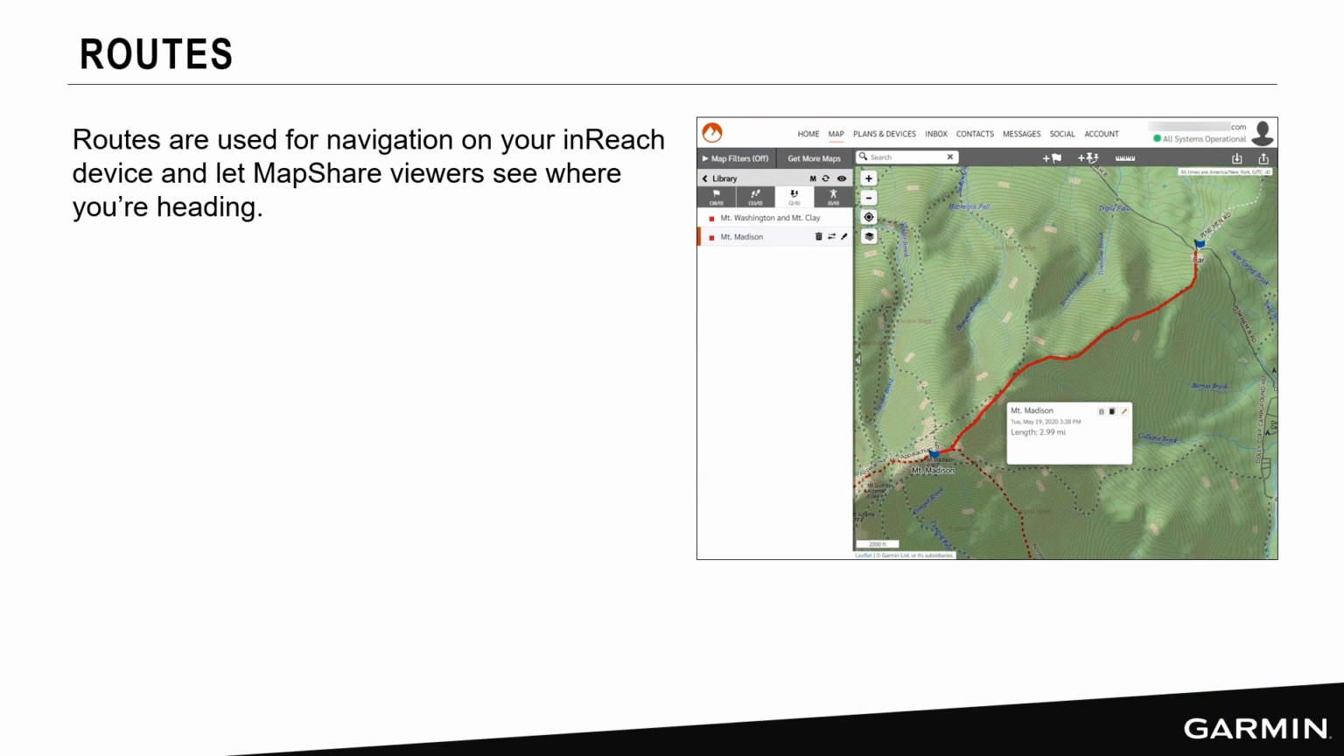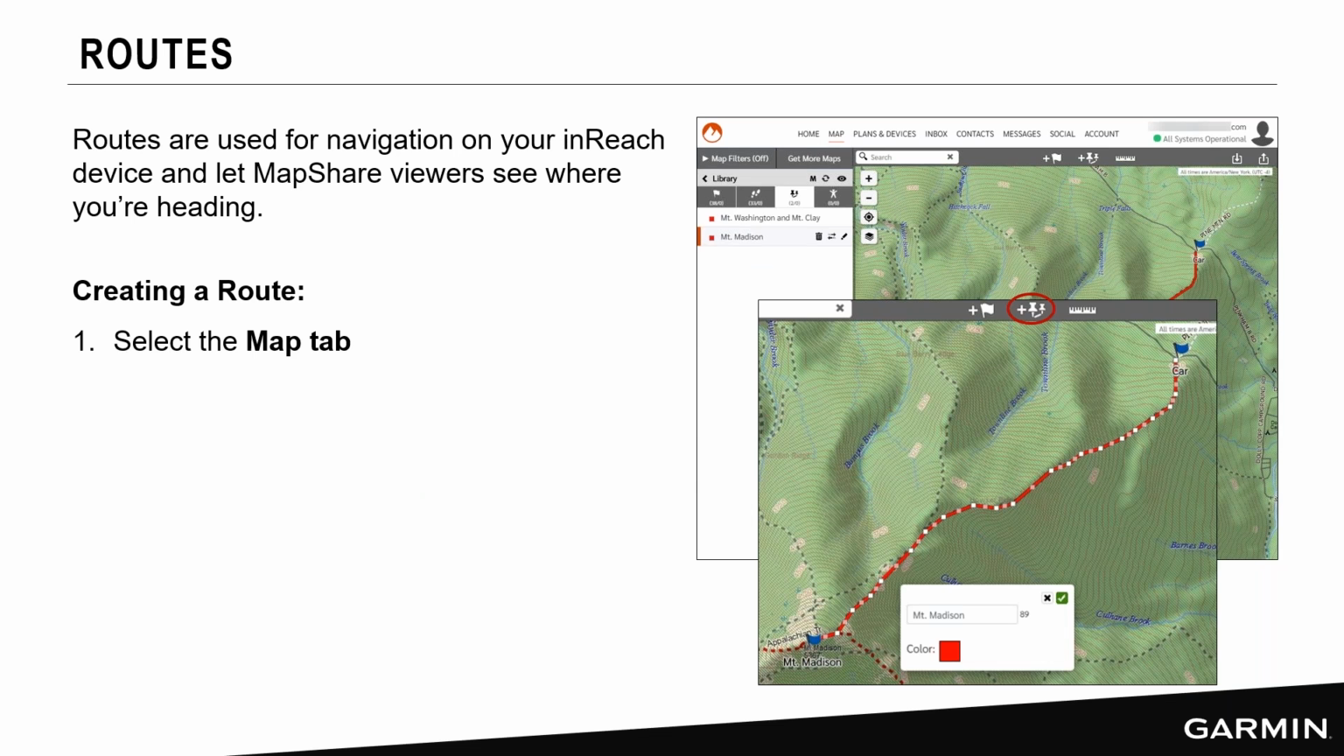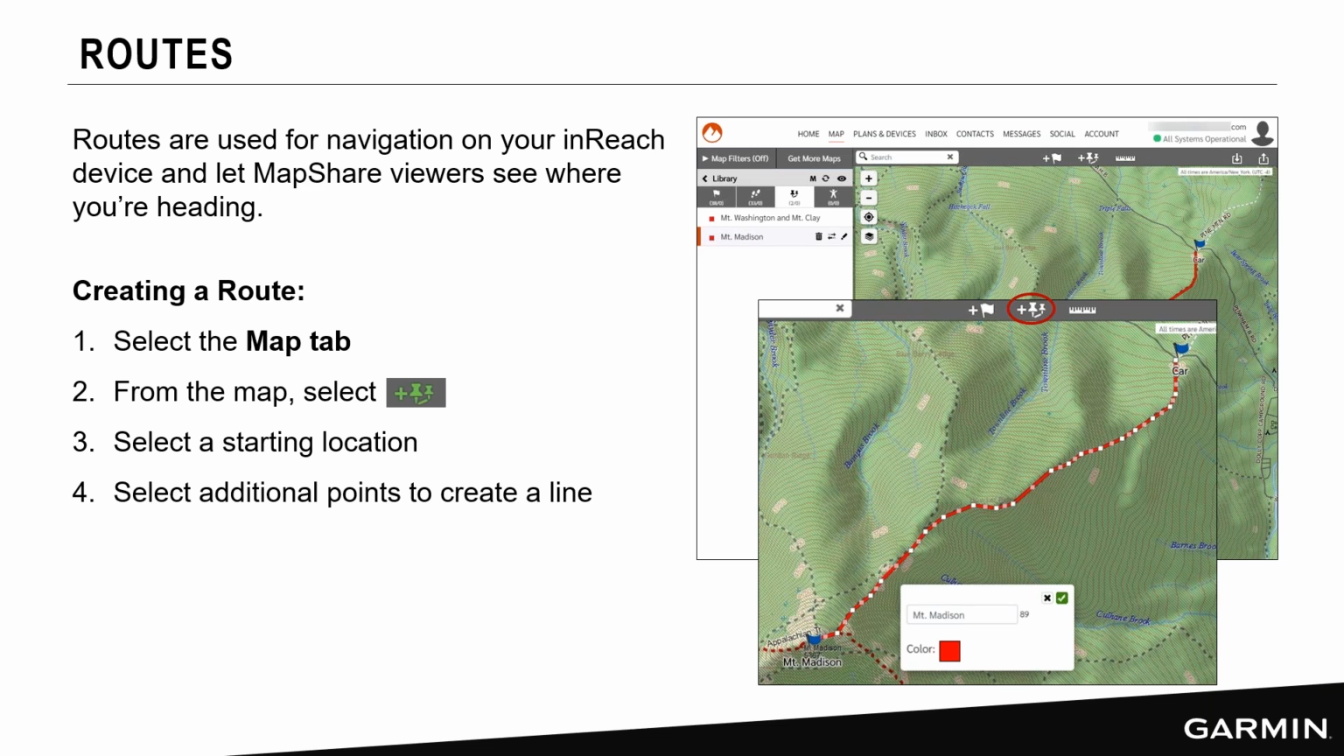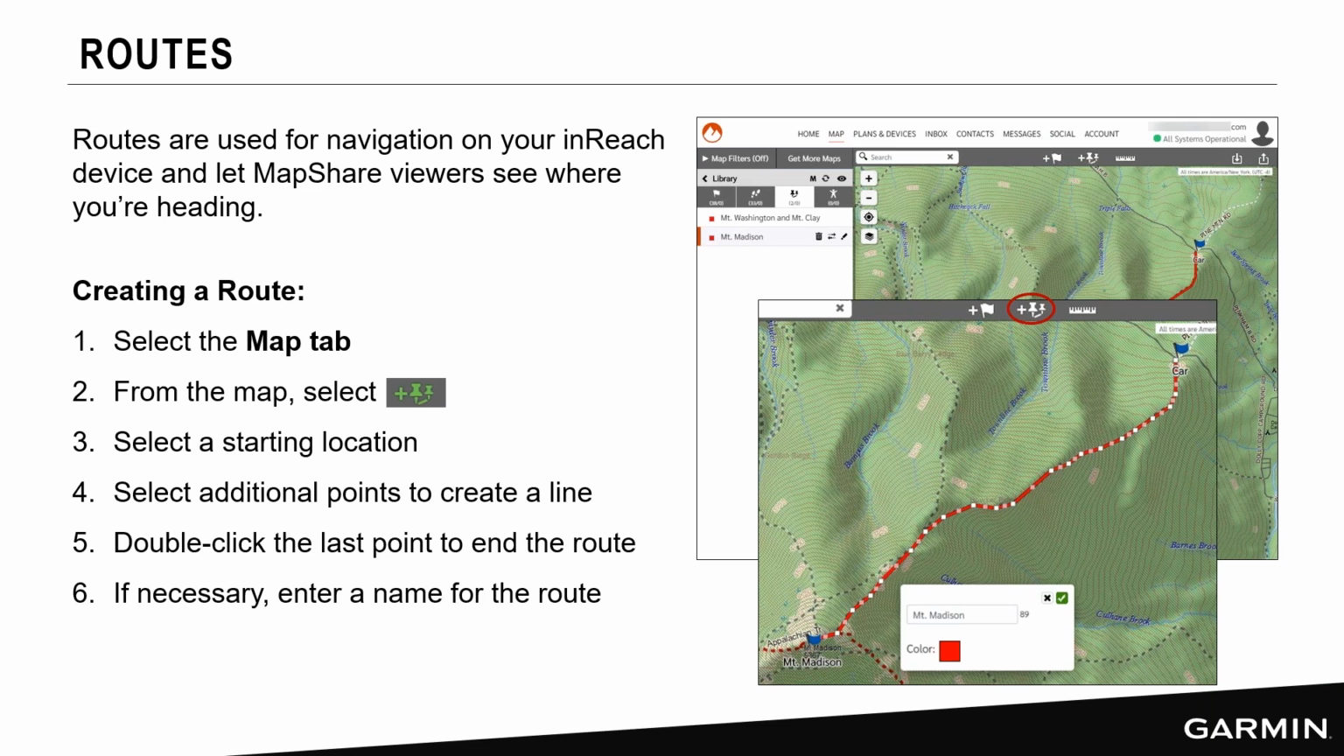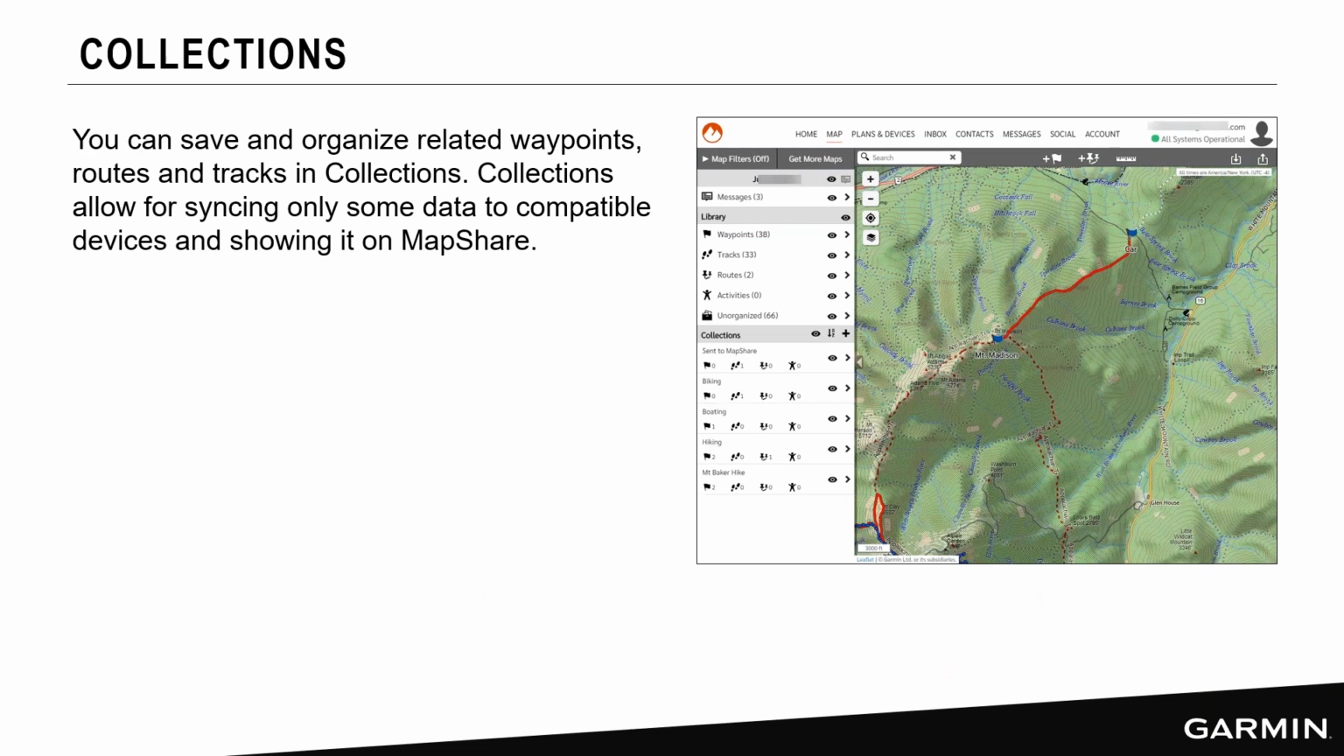From here, very similar process for routes. You want to create a route, you choose the map tab and then the route tool, and then you click on the start location. So you see in this climb up to the top of Mount Madison, you start at the car and you tap on any of the trail turns that you want to create detail for with your route. Once you've added in all the additional points, double click that last point to complete the route, give it a name, specify a color, and then click the green check mark to save that route.